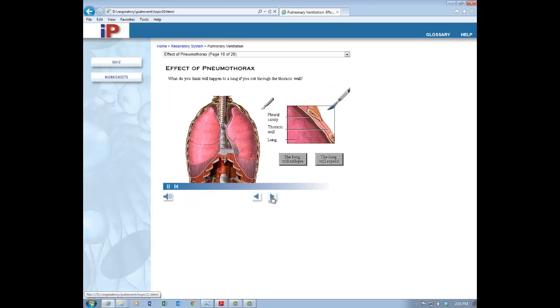And what do you think will happen to a lung if you cut through the thoracic wall into its pleural cavity?